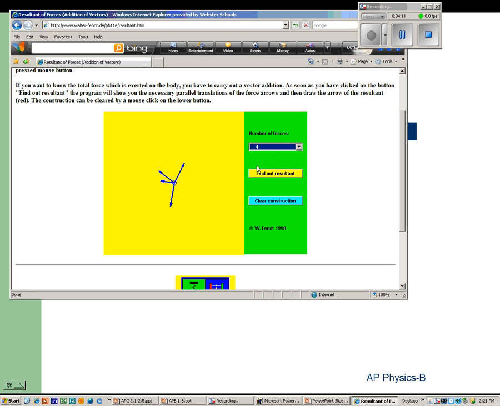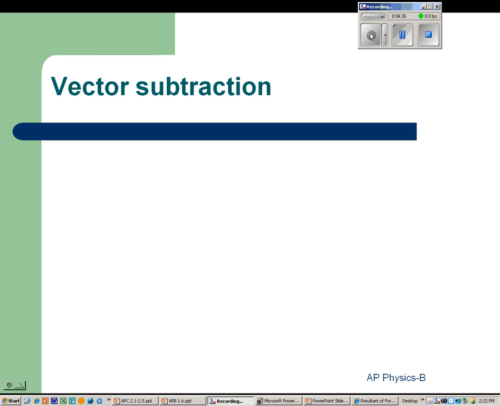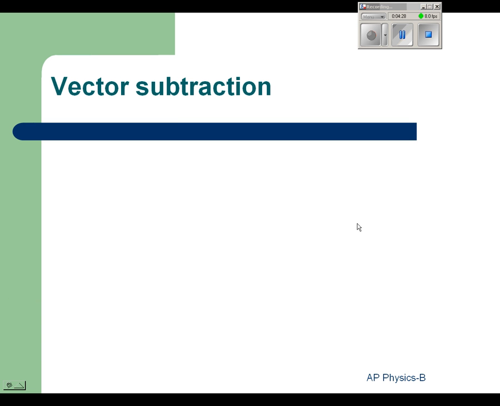Okay, we'll try one more. We'll try 4 vectors here. Pause the video, try this yourself, see if you can add them head to tail, see if you come up with the same result they do. And they've been adding these vectors head to tail, and you see the result there. Now we're going to look at vector subtraction.